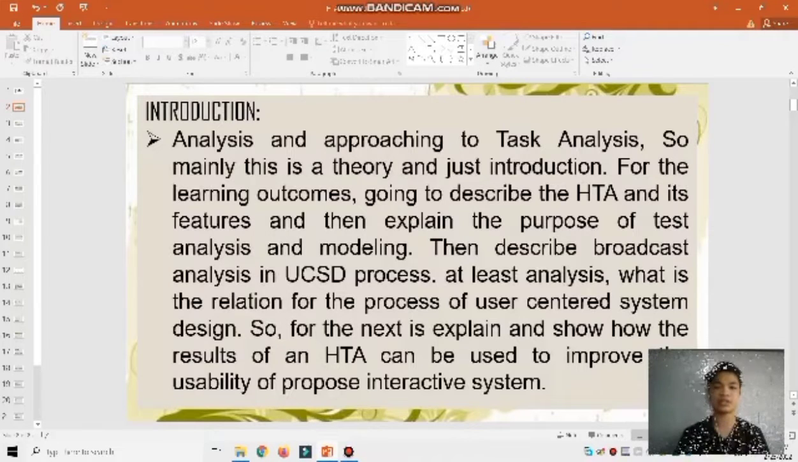For the learning outcomes, we are going to describe the HTA and its features, and then explain the purpose of task analysis and modeling. Then describe task analysis and the UCSD process. What is the relation to the process of user-centered system design? Next, explain and show how the results of an HTA can be used to improve the usability of a proposed interactive system.